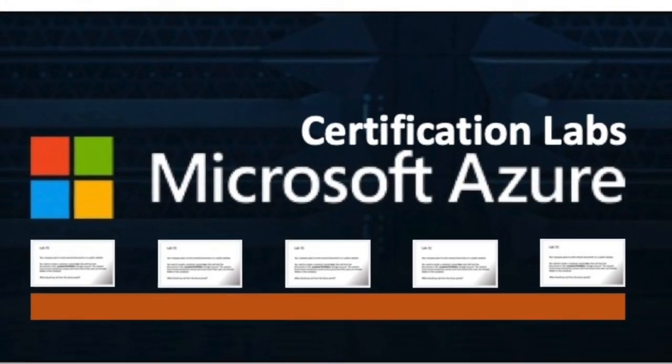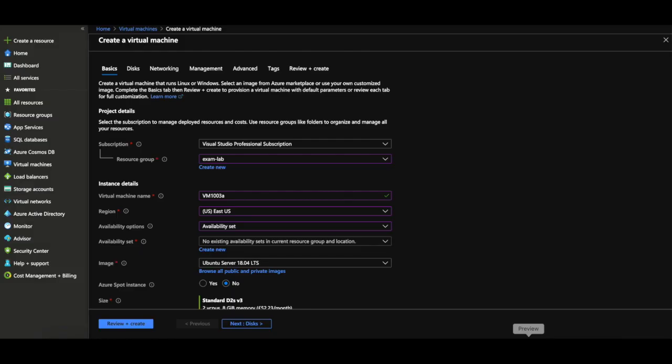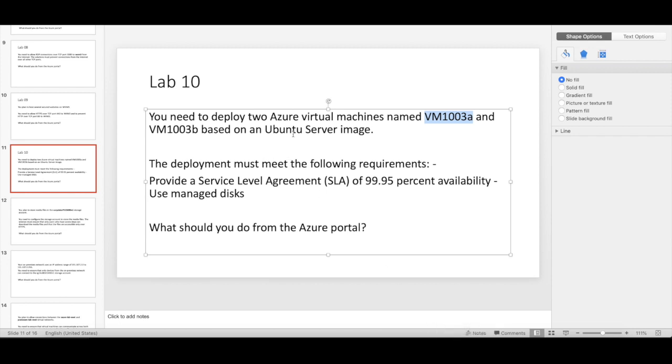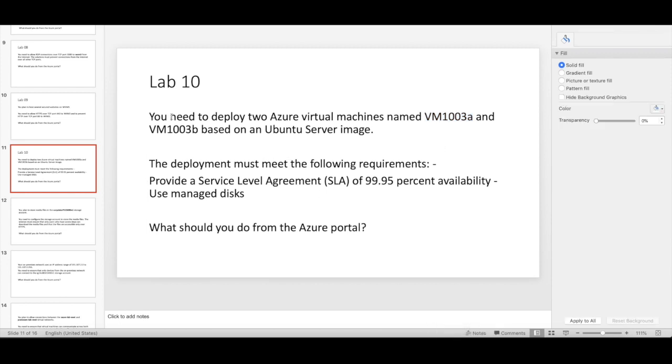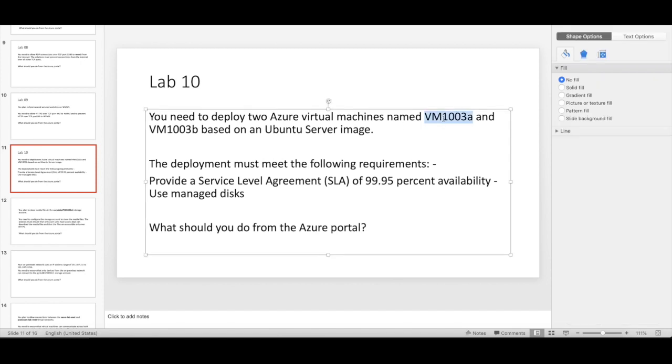Hello. So again in this video we'll see some lab questions for the certification. The question here is you need to deploy two Azure virtual machines named VM this and this based on the Ubuntu server image, and deployment must meet that 99.95% SLA and must use the managed disk. So this is the ask. Let's go to the portal and see how we can achieve it.